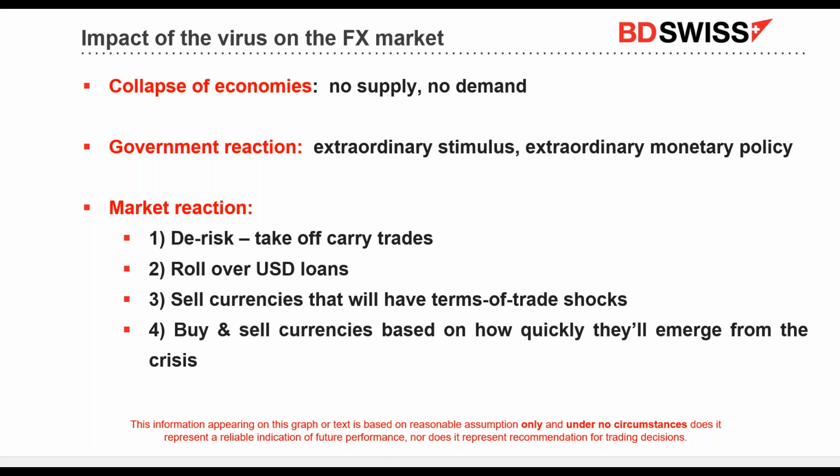From now on, though, I think the market strategy will be to buy and sell currencies based on how quickly their economies and countries are going to emerge from this crisis. The economic indicators are taking a second step back. What's important is how good the government's policies are for dealing with the virus, and how quickly people think these countries can emerge from the crisis and regain some measure of normality.